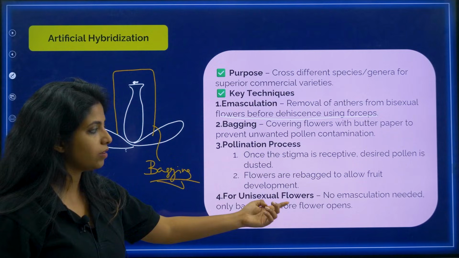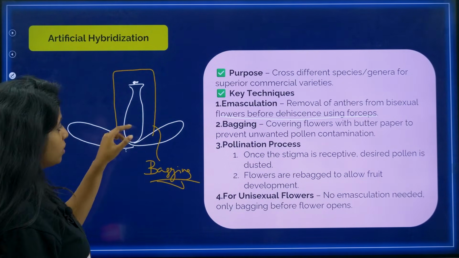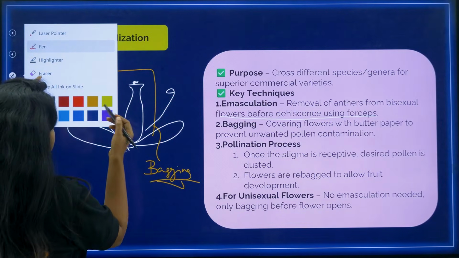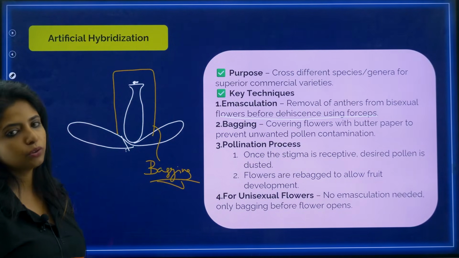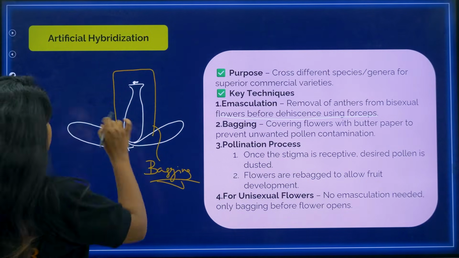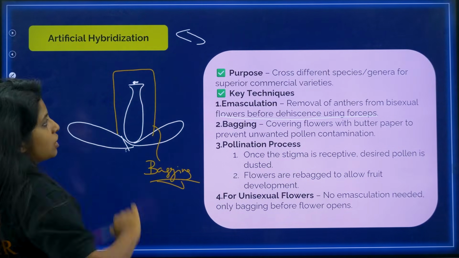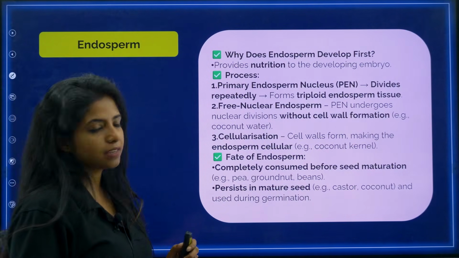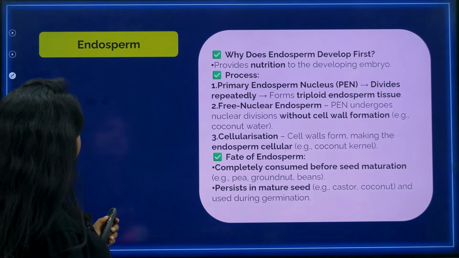Now for unisexual flowers, no emasculation is needed. So this was in the case of bisexual flowers when you had both the sexes together. If it is a unisexual flower, do you need emasculation, my dear children? No, you just need bagging. You just need bagging, no need of emasculation. Now this process is known as hybridization, artificial hybridization. Cool?